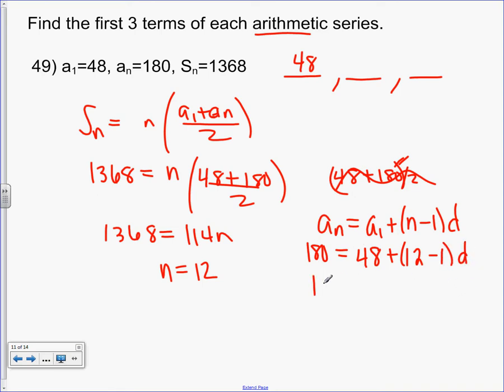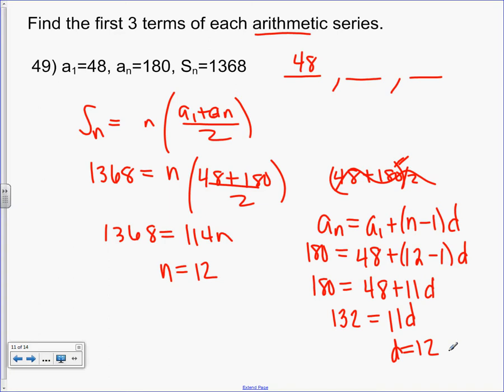So order of operations, 180 equals 48 plus 11d. I'm going to subtract the 48, and you get what? 132 equals 11d, so d is 12. That's a coincidence, by the way. Those don't have to match. Okay? Am I done? Did I answer the question? I didn't. What do they want?